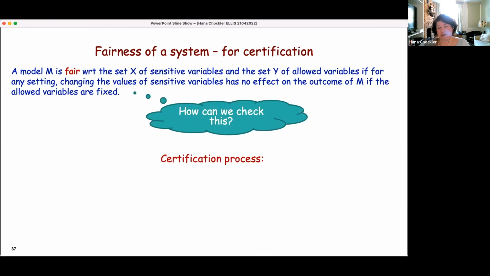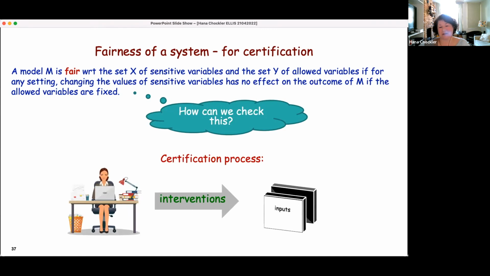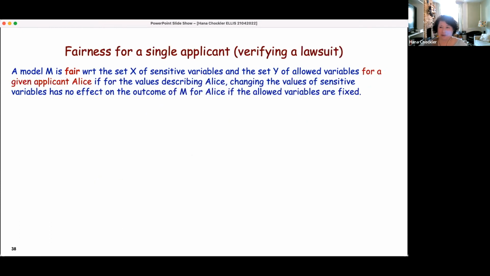Now, how can we check this? The certification process is, of course, that the regulator will have to perform some interventions to tweak the data, to change the values of sensitive variables and feed them into the system while keeping the allowed variables fixed. And it is going to be complete, as you could guess, right? There is no other setting that results in different outcomes. So this has an NP-complete flavor. Yes, NP-complete, great, wonderful, probably not something that we can do in practice on big systems.